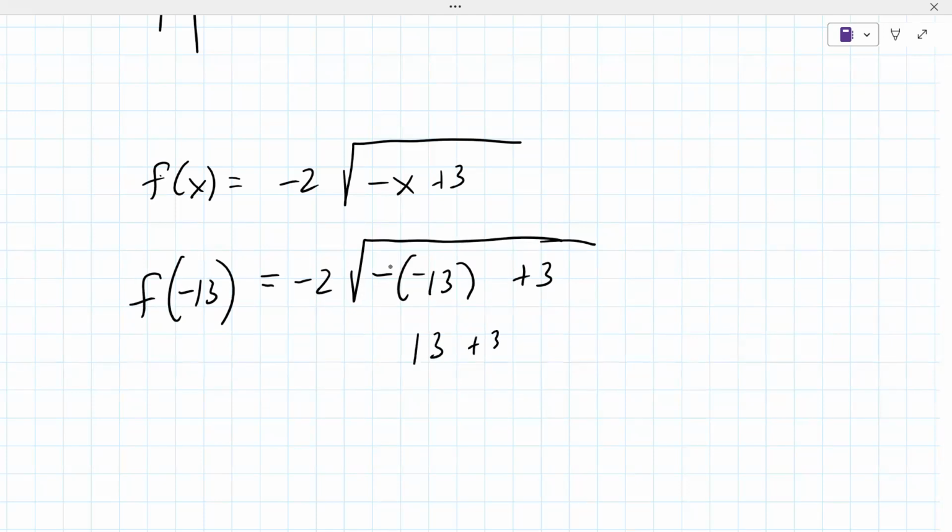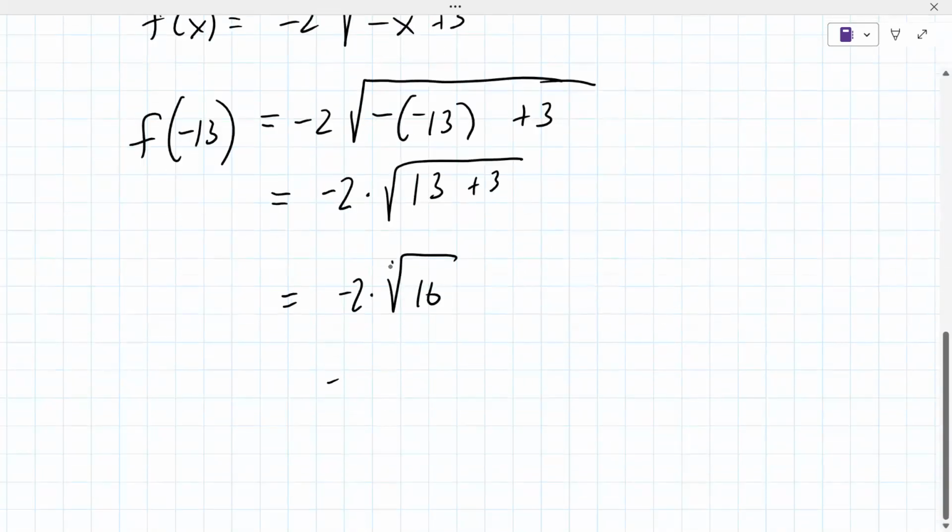Okay, so it's 13 plus 3. What is 13 plus 3? 13 plus 3 is gonna be 16. Okay, what is the square root of 16? 4. Okay, what is negative 2 times 4? Negative 2 times 4 is going to be negative 8. Okay, did you try any of this when you were substituting in your numbers? Yeah. Okay, you need a moment to get this down in your notes?